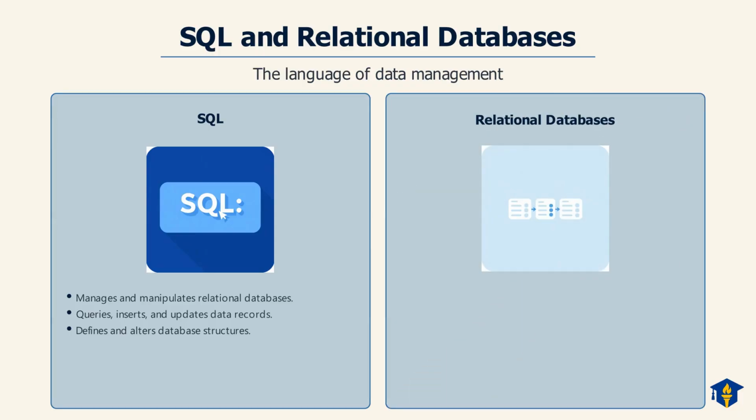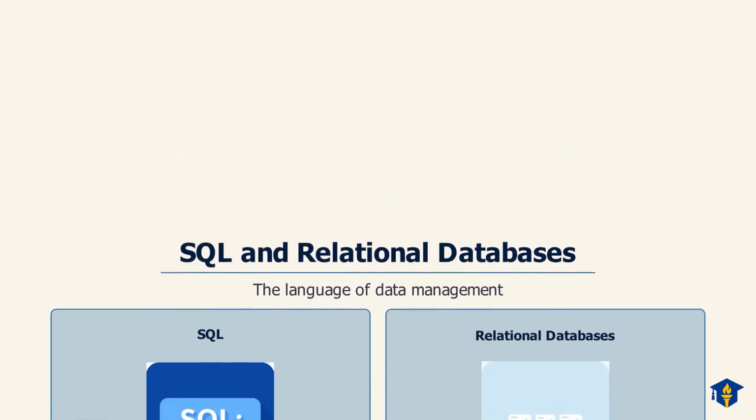Now, let us consider what relational databases actually are. These databases are structured into tables, consisting of organized rows and columns. They store data in a highly efficient and easily accessible manner for retrieval. Relational databases are designed to link data from various different sources together.